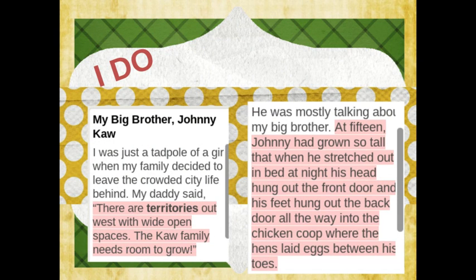Here's a small excerpt from our story, My Big Brother Johnny Caw. I'm just going to read what's highlighted in pink. The text says, "There are territories out west with wide open spaces. The Caw family needs room to grow. At 15, Johnny had grown so tall that when he stretched out in bed at night, his head hung out the front door and his feet hung out the back door, all the way into the chicken coop, where the hens laid eggs between his toes."